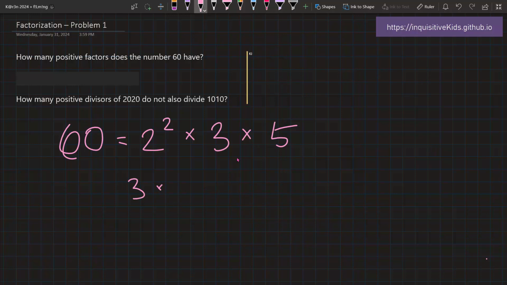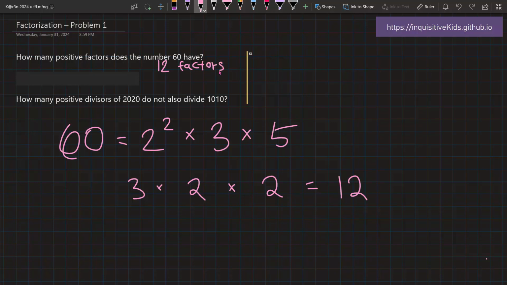How many 3's do they have? Well, they can either have no 3's or 1 3. Since there are 2 options, we multiply that by 2. And for 5, they could either have 0 5's or 1 5. So that would be 2 options as well. Multiply this together, we get 12. So there are 12 factors that are in the number 60.